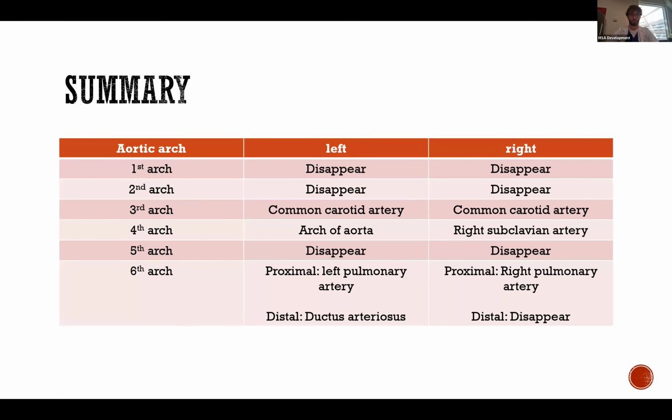Summary. This is the summary slide. We said arch 1 and arch 2 disappear completely. Arch 3, common carotid artery. 4 left, arch of aorta. 4 right, right subclavian artery. 5 disappears, and 6 has a proximal and a distal part. Proximal left, left pulmonary artery; proximal right, right pulmonary artery. Distally, only the left sixth aortic arch will give us something, which is the ductus arteriosus. The right sixth distal aortic arch will disappear.